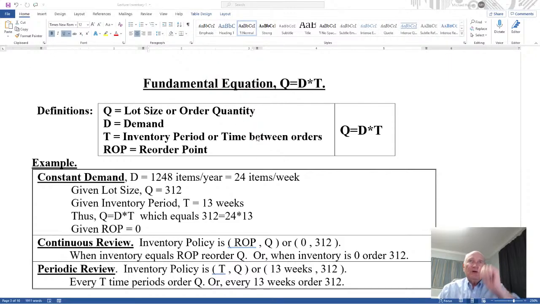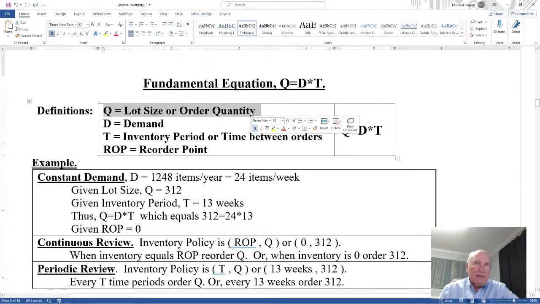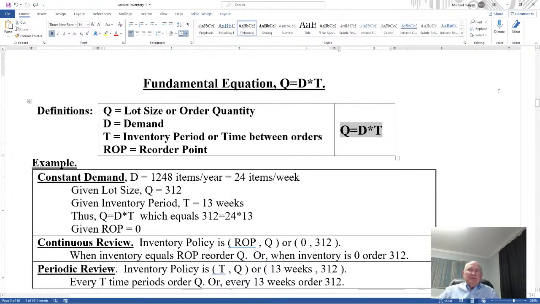Okay, so fundamental relationship. Q is the lot size, order quantity, how much you're ordering. D is your demand, a constant demand rate. T is the inventory period or time between orders. ROP is your order point. Now the relationship between Q, D, T is Q equals D times T. I call that the fundamental relationship of inventory theory.